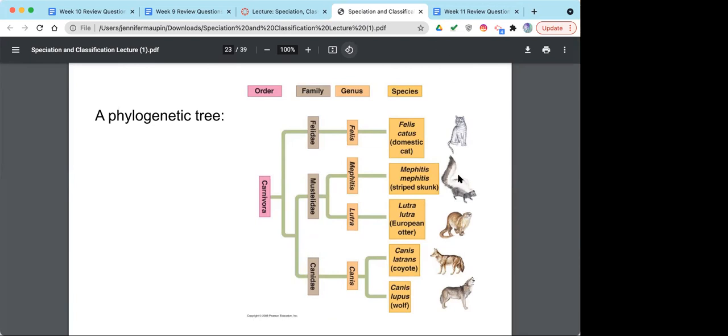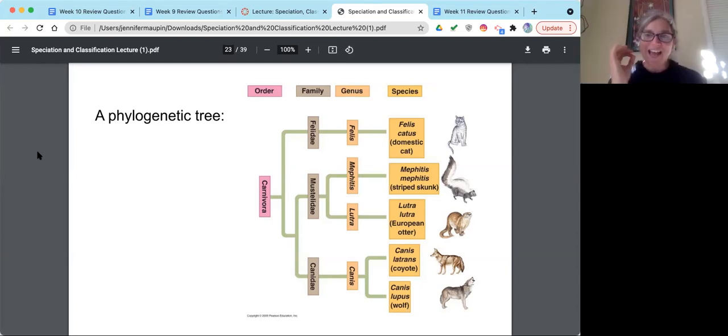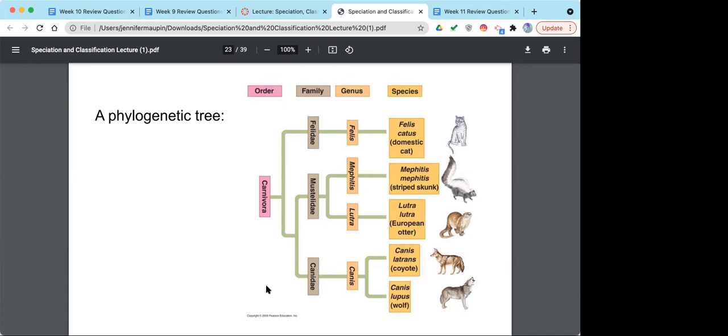The coyote and the wolf. Mm-hmm. Does the length, like to the node, indicate an amount of time, or is it just the graphic? That is exactly what is indicating the amount of time. So on this phylogeny, and it's not to scale, right?